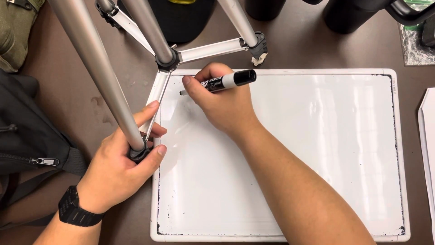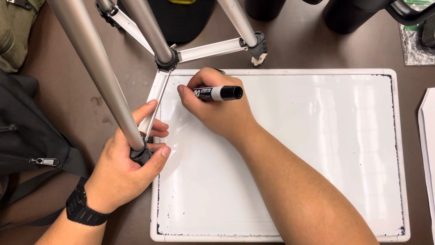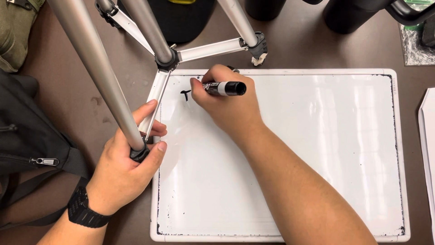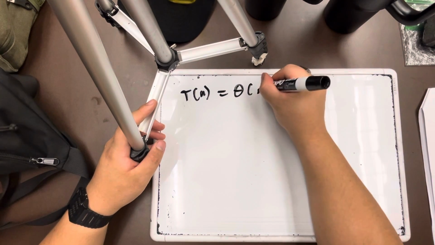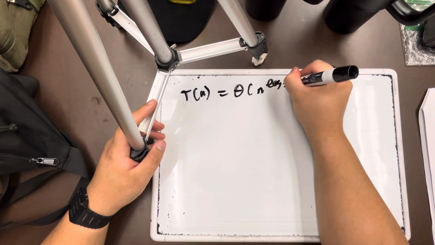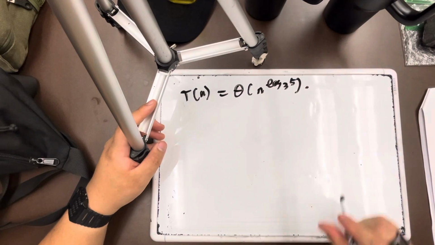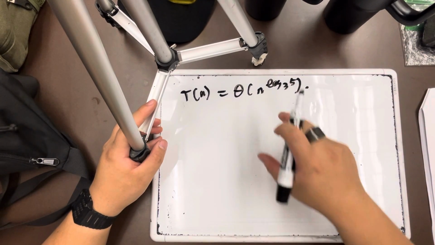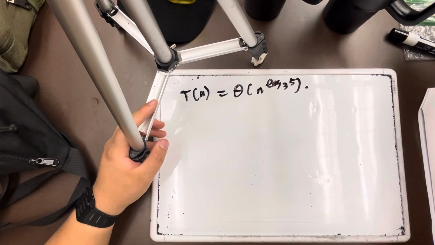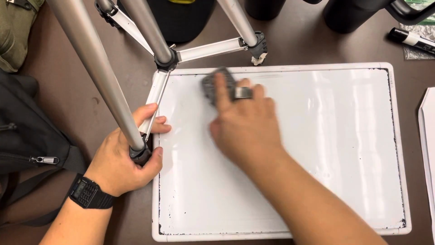So, because case 1 applies, we have T of n is equal to theta of n to the log base 3 of 5. So there we have the tight upper and lower bounds for T of n, in this case n to the log base 3 of 5. Now let's go on to the next part here.